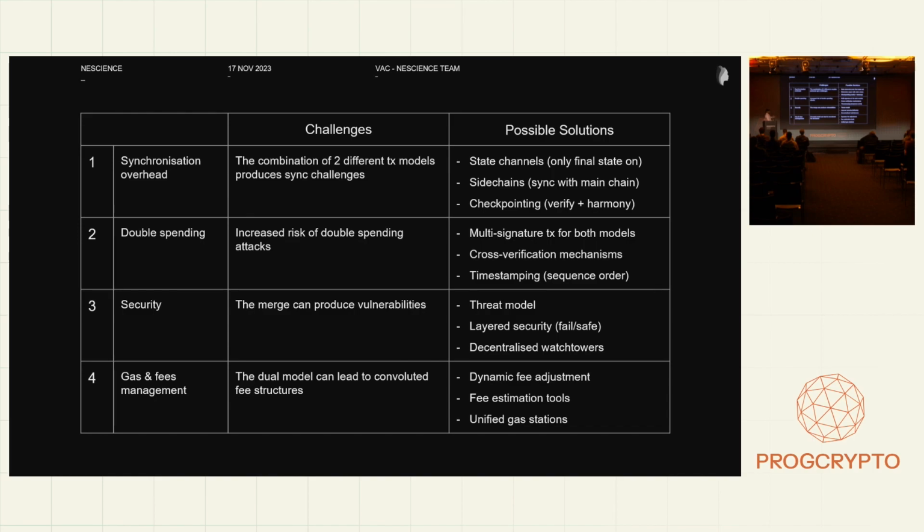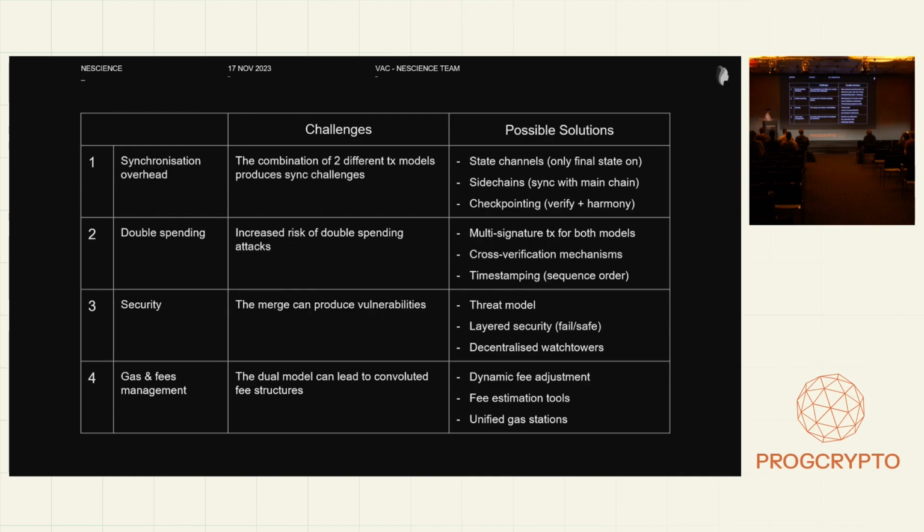When we want to merge two different models, we will have some synchronization challenges. A possible solution can be state channels, meaning that transactions could be executed off-chain and then only the final output is on-chain, or side chains, where everything is done on the side chain and then there is a synchronization with the blockchain. Otherwise, we can have some checkpointing to verify the harmony between the two systems.